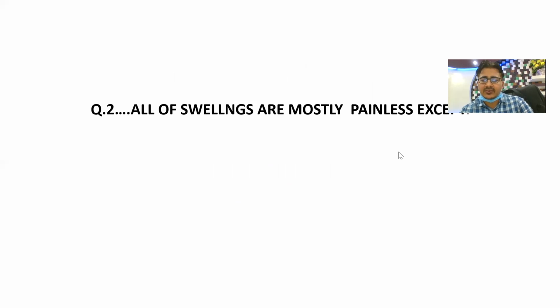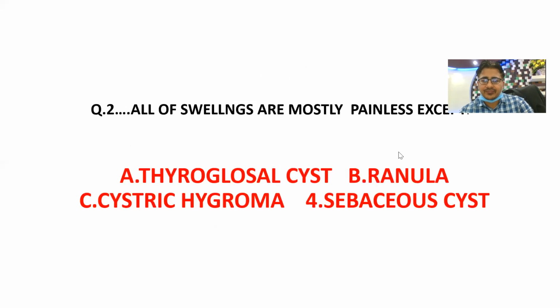Now again from the surgery part, all of the swellings are mostly painless except. First is thyroglossal cyst, second is ranula, third is cystic hygroma, fourth is sebaceous cyst. Now many questions can come in many ways, like what are the important sites of this cyst, what test is positive in this cyst, how to differentiate, how to treat. But this is one question so that you can have an idea of what the cysts are.